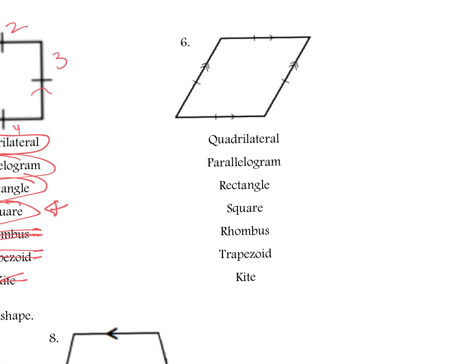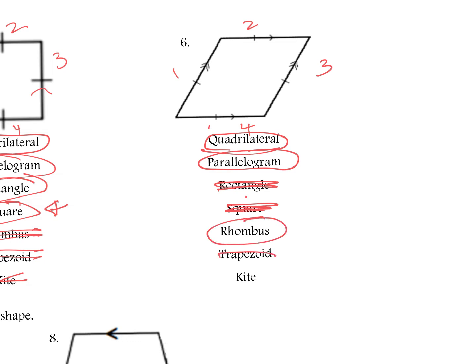All right, so let's look at this one right here. How many sides does it have? 1, 2, 3, 4. So it is a quadrilateral. Opposite sides are parallel, opposite sides are congruent. A rectangle has a 90-degree angle, so we can take that one off. Square, we can take that one off because it doesn't have a 90-degree angle. Rhombus, all sides are congruent, so yes. We can take out kite and trapezoid. Now, which one is the most specific? The most specific is a rhombus.